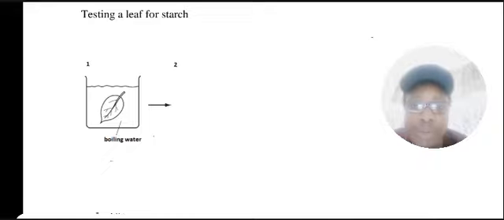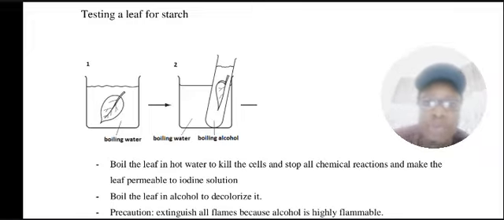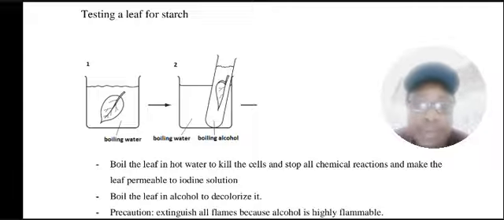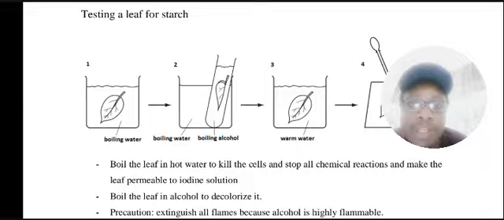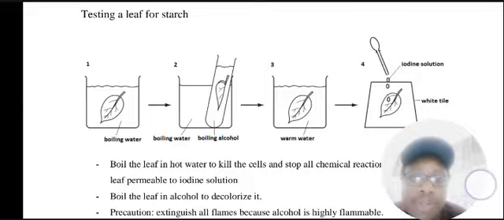The first stage is to boil the leaf in water in order to stop all the biochemical reactions, or simply to kill the leaf. Stage number 2 is to boil the leaf in a water bath inside alcohol, and this is to remove all the chlorophyll. Stage number 3 is to put the leaf in warm water to soften it, and lastly we put our leaf on a white tile.